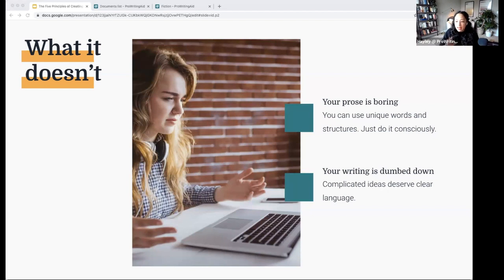Having a readability at 7th or 5th grade or anything like that also does not mean that your writing is dumbed down or is too easy or anything like that. Complicated ideas deserve clear language. If you have something really, really important that you need to get across, it's very important to make sure your work is as readable as possible to do that effectively.